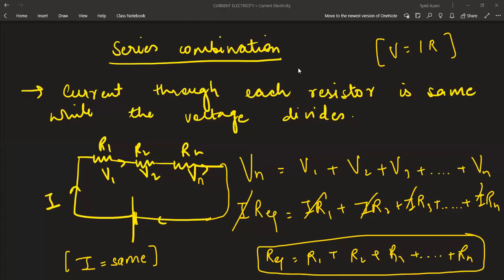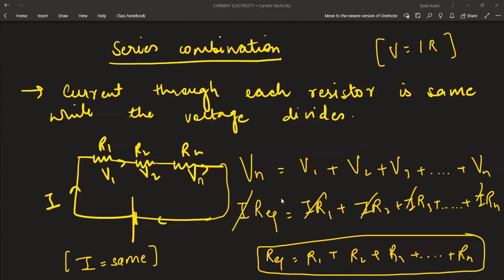So in series combination, see, current through each resistor is the same while the voltage divides. You have to see your current is going to remain the same and voltage is going to divide. Now see, when you add all the potentials, V1, V2, V3, V4 till Vn, that will give you the total potential of the circuit, because individual potentials are different, right? Since individual potentials are different, that's why we can use the formula of Ohm's law. But what is the same? The current is going to remain the same.